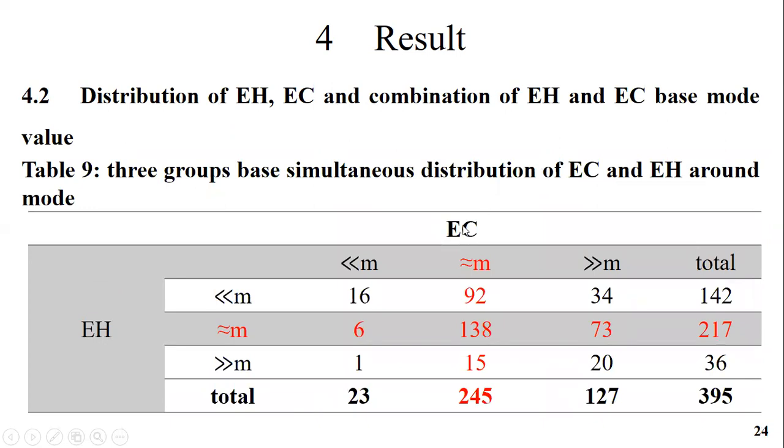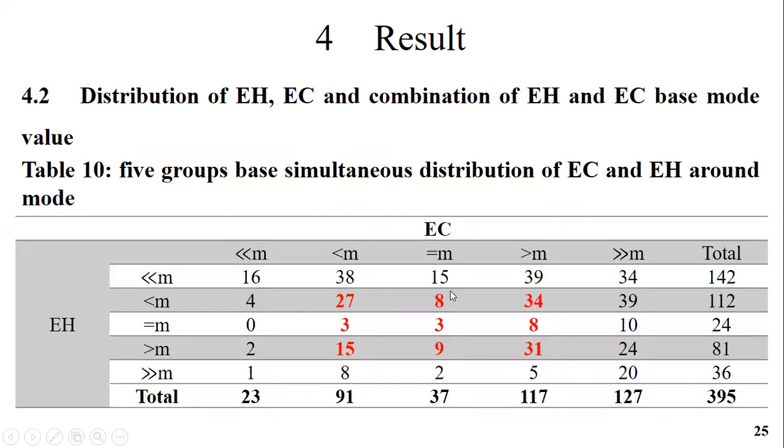When we take the Punnett square of EC and EH, we find that 138 subjects have approximately both mod EC and mod EH. But when we make it into 5, we find that only 3 soldiers have exactly mod EC and mod EH.